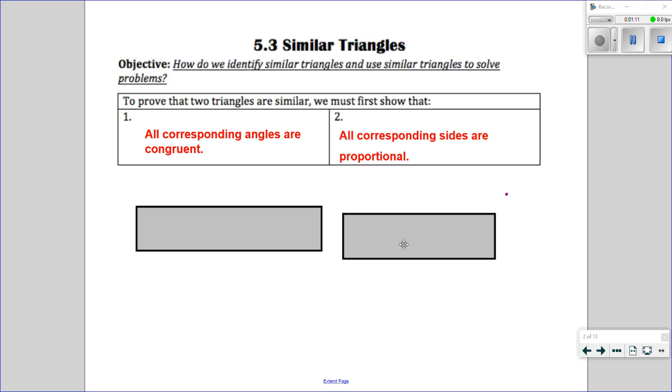So it's almost like congruent triangles are like identical twins, and similar triangles are like fraternal twins, or someone who's trying to dress like you, be like you, but they're not like you. You're similar because you're wearing the same clothes, you're trying to do the same thing, but you're similar in that way, but you're not congruent.